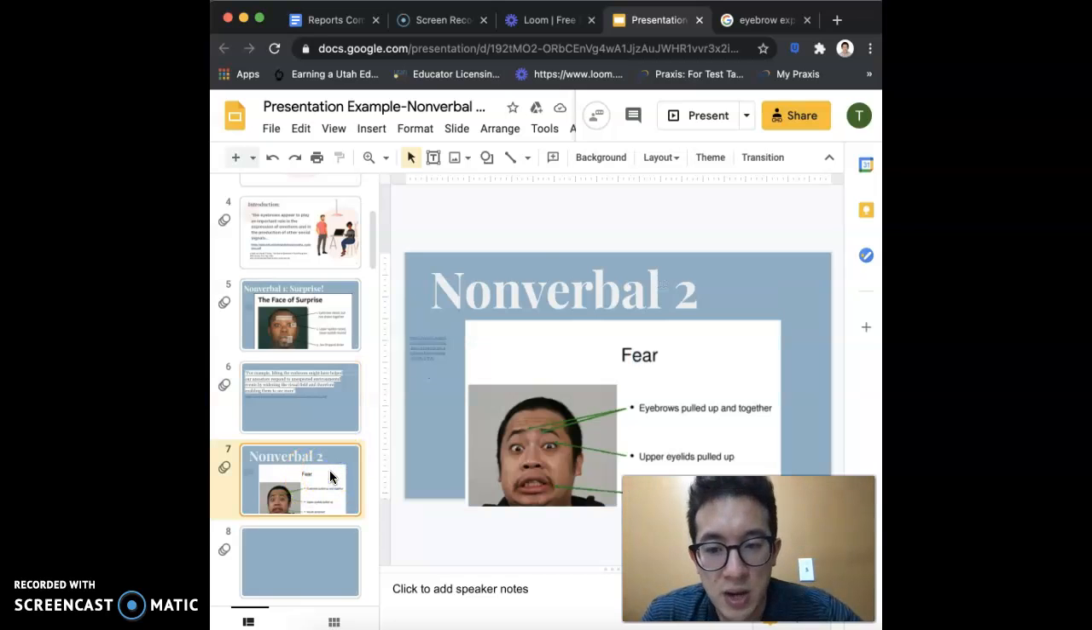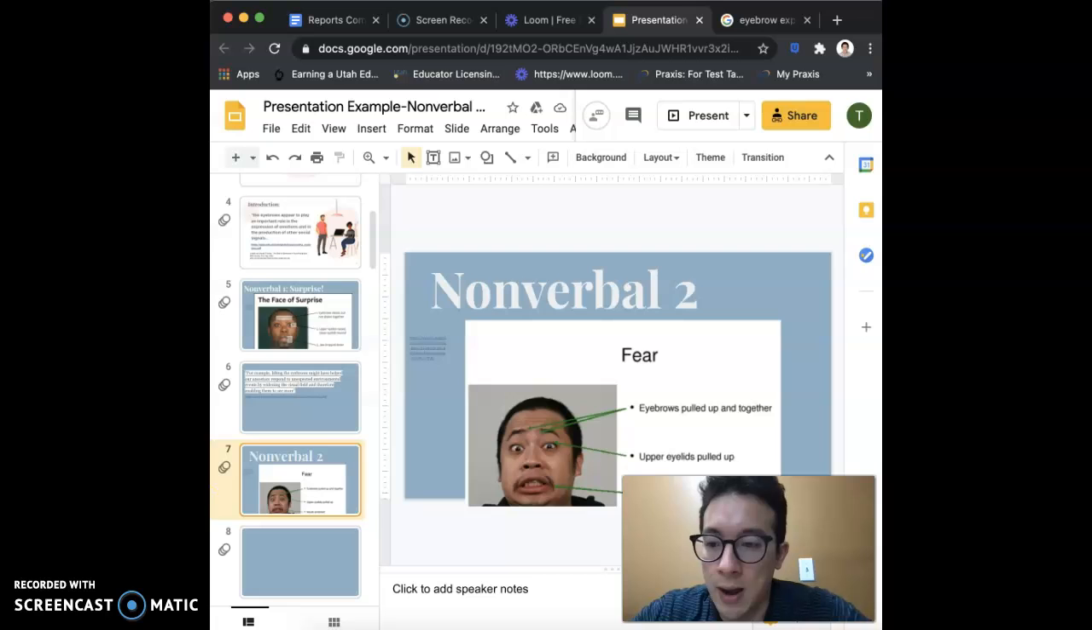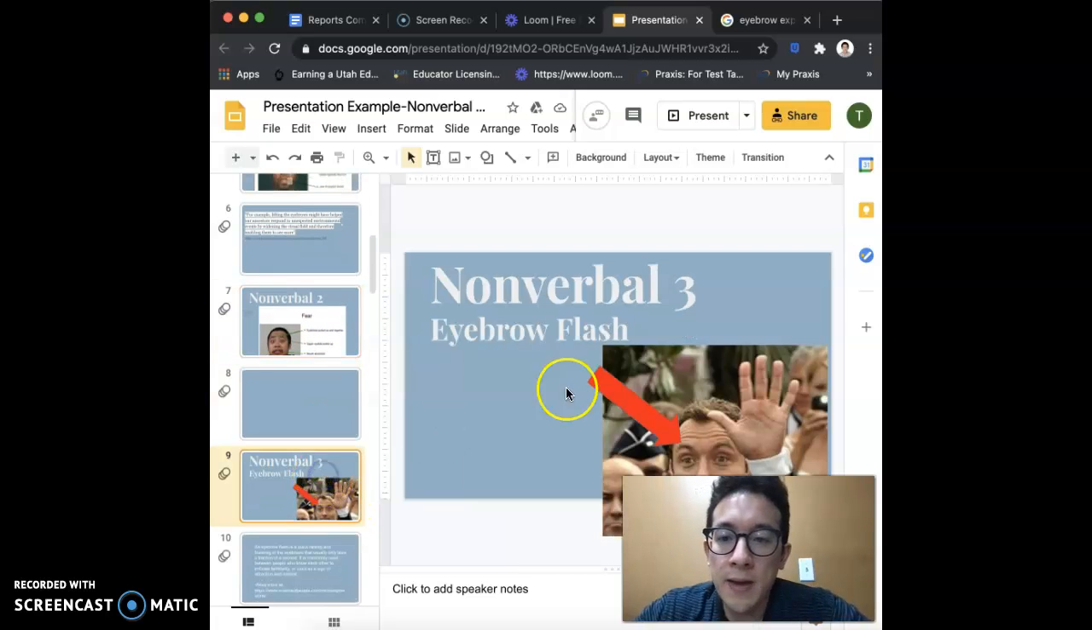Nonverbal number 2 is talking about fear, and that is close to surprise, but it's not surprise. It's when you scrunch up your eyebrows, you scrunch it in like this and raise it up, and that is fear with your eyebrows. Nonverbal number 3 is the eyebrow flash right here. I hope you can see that.